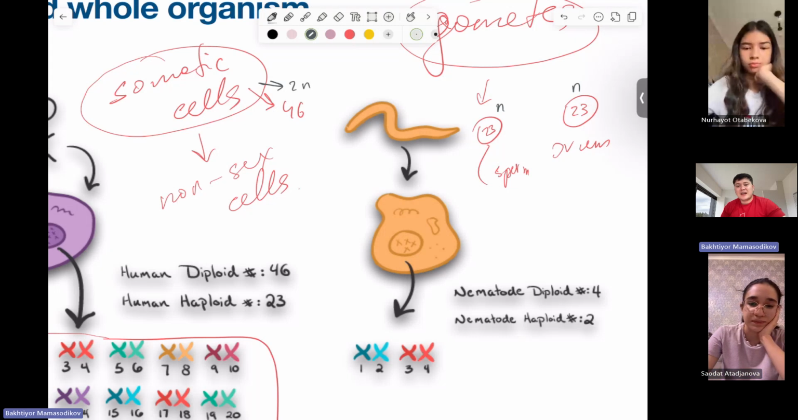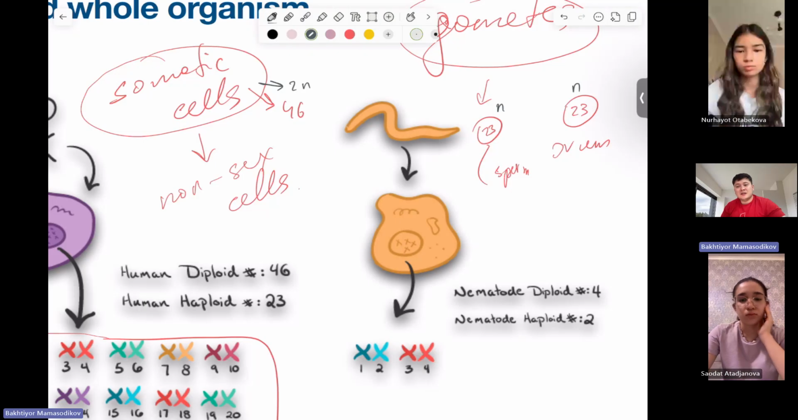Twins, they have the same set of chromosomes. Sorry, identical twins came from the same egg and the same sperm, so their chromosomes are 100% identical. This is like natural cloning. Identical twins are natural cloning. They came from one egg and one sperm.